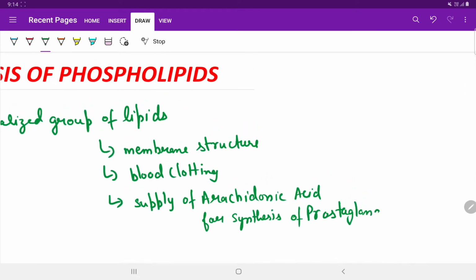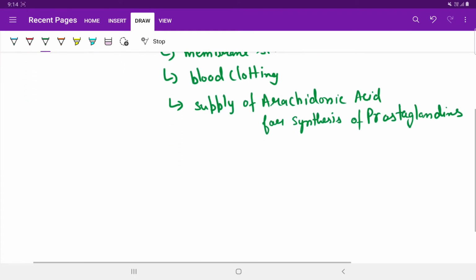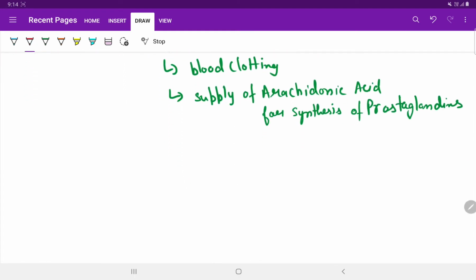You can also know about the basic structure of phospholipids, which I had already discussed in an earlier video. So the link of that video is given in the description below. Now let us focus on our topic of synthesis of phospholipids. Now how does the synthesis of phospholipid occur?